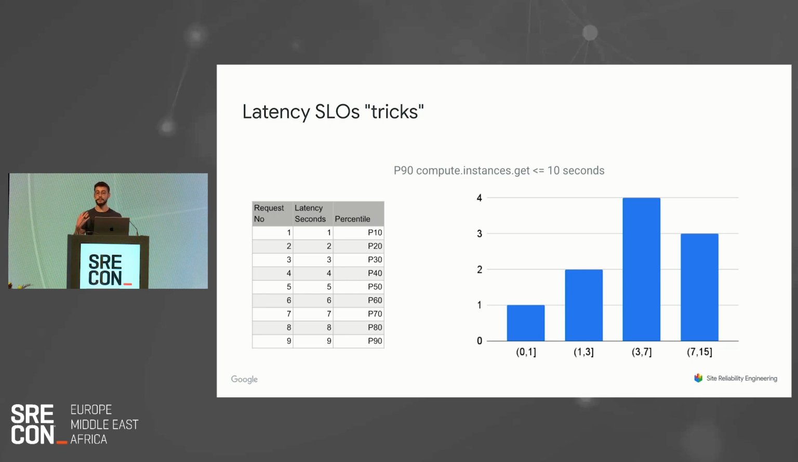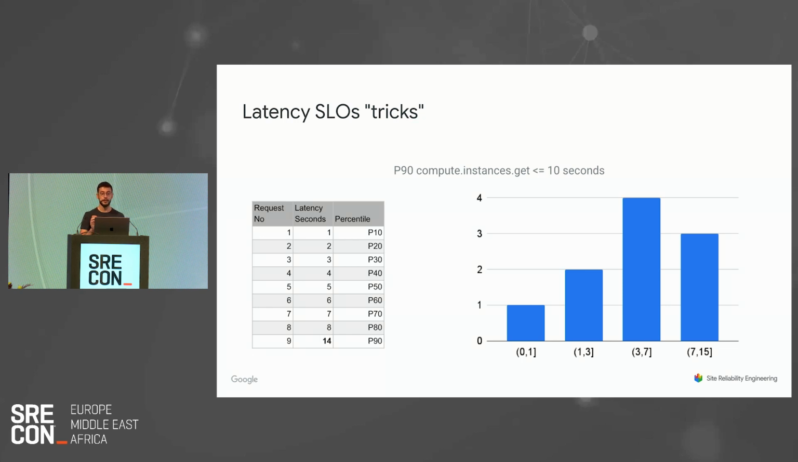Let's say that we have this exponential increase in bucket size, where the first one is size 1, second one is size 2, third one is size 4, and fourth one is size 8. When you ask your monitoring system what is the P90, it will give you a value between 7 and 15. It'll probably do some linear interpolation and might give a 9 here.